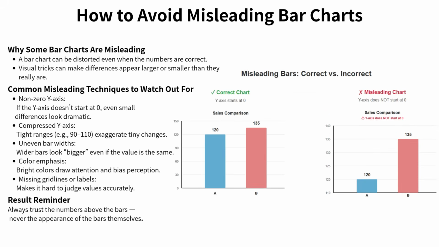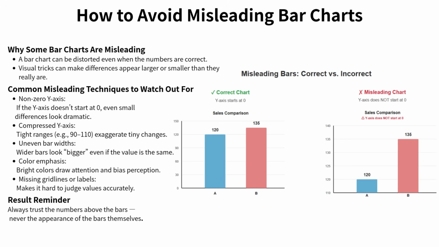Here's a classic example of how bar charts can be misleading. On the left, we have a correct chart. The y-axis starts at 0, so the difference between 120 and 135 looks appropriately small. The bars match the real size of the values, and nothing exaggerates the comparison.